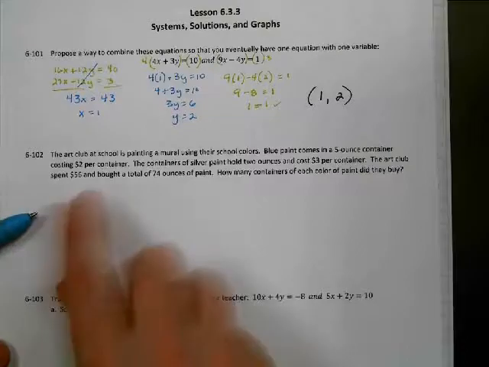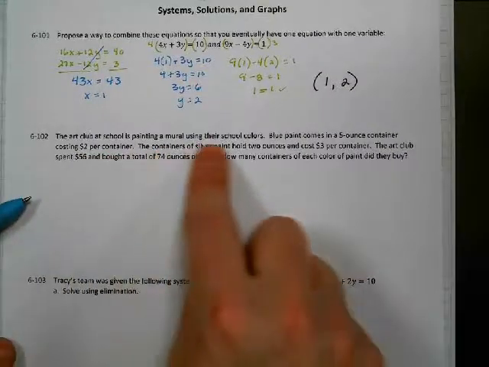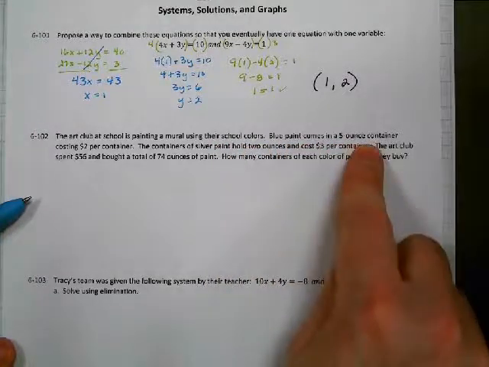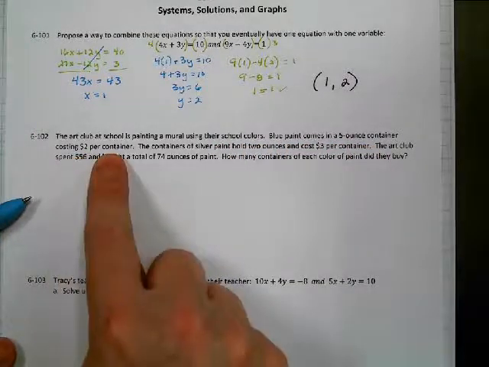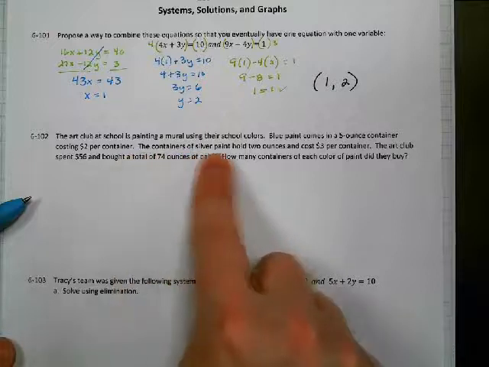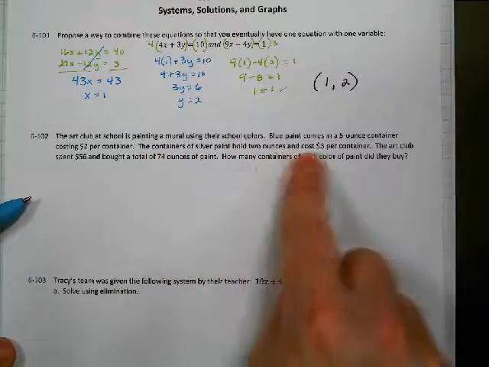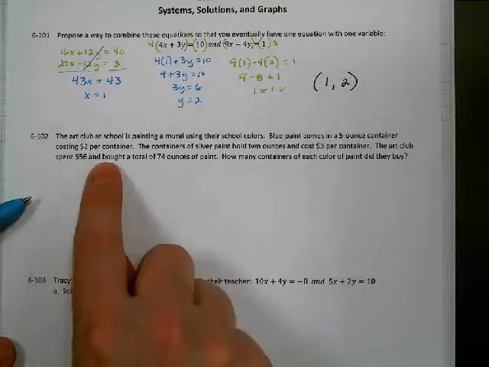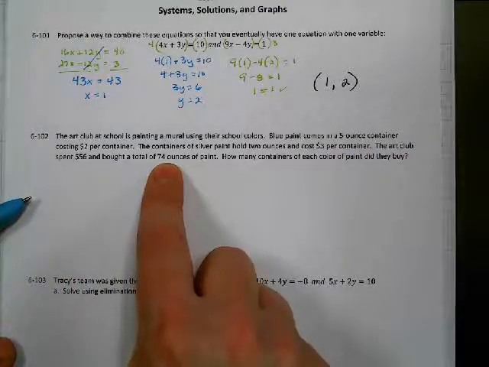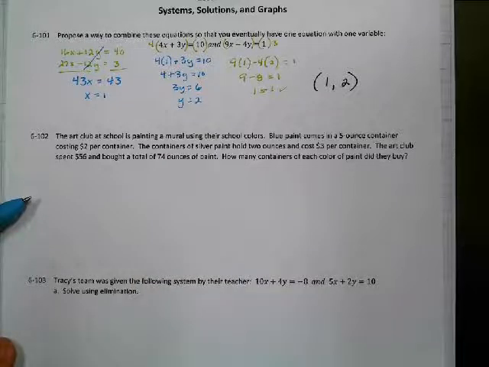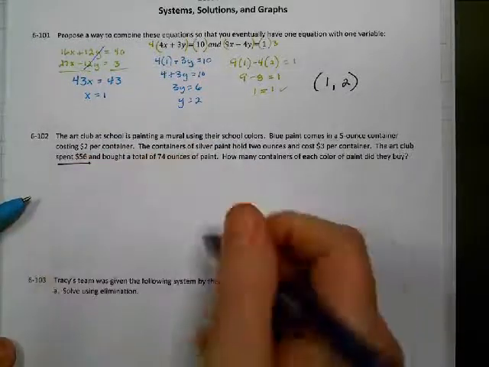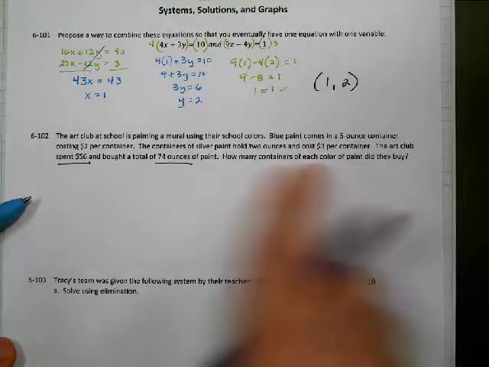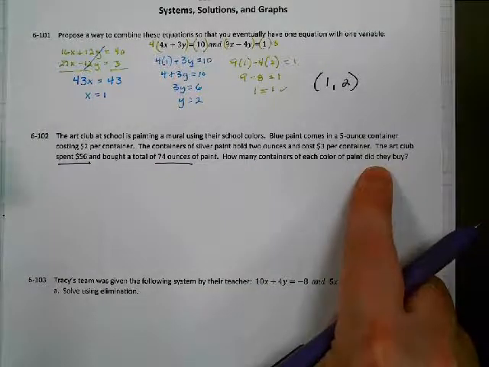Next one. The art club at school is painting a mural using their school colors. Blue paint comes in a 5-ounce container, costing $2 per container. The containers of silver paint hold 2 ounces and cost $3 per container. The art club spent $56 and bought a total of 74 ounces of paint. Two totals there: the money they spent and the ounces. Okay, so how many containers of each color did they buy?